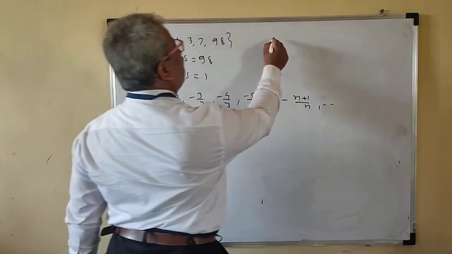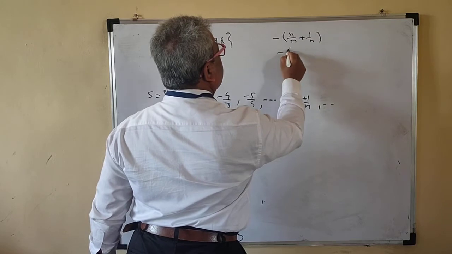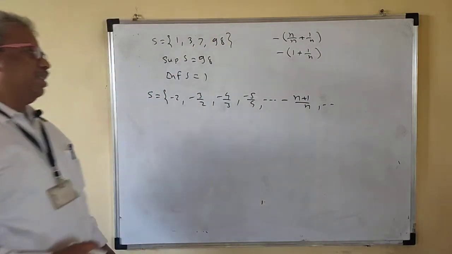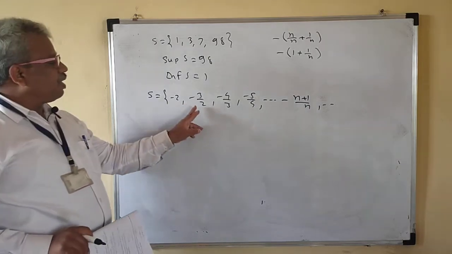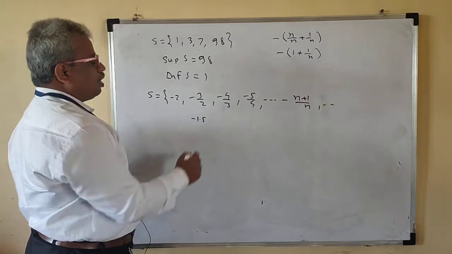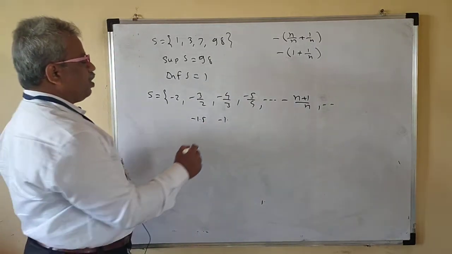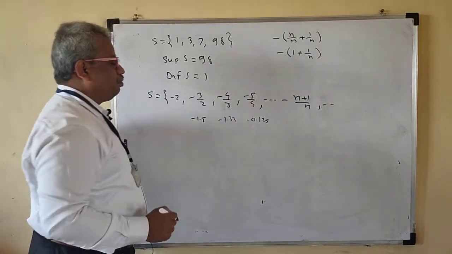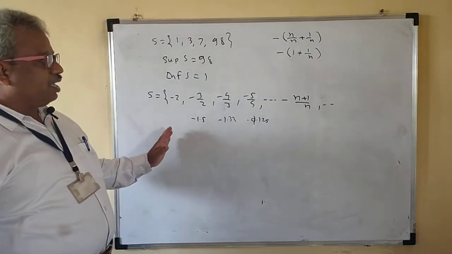Now see here, minus (n plus 1) upon n. So that is what? Minus 1 plus 1 by n, minus 1 minus 1 by n. Okay, now see here, this is minus 1.5. This is minus 1.5. What about this one? This will be what then? Minus 1.3333. Okay, this is minus 1.25. Minus 1 point something.